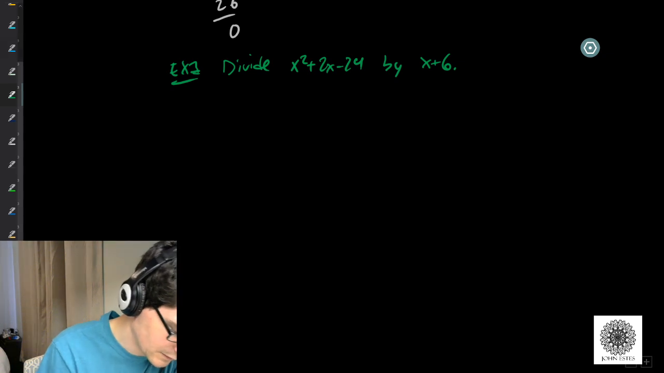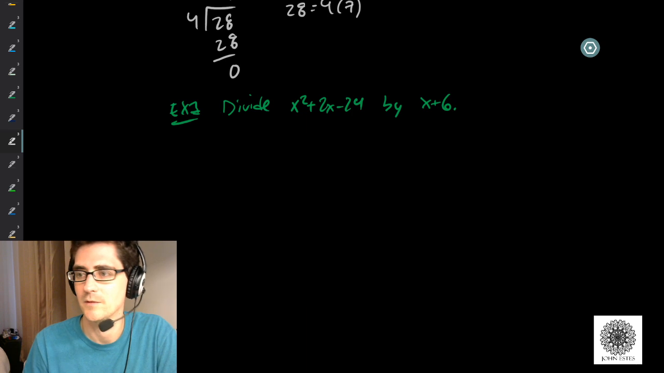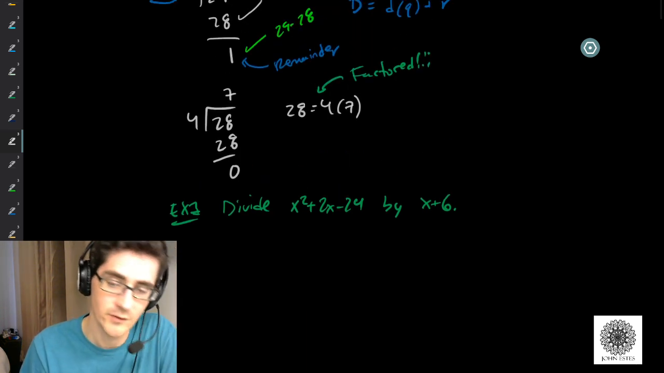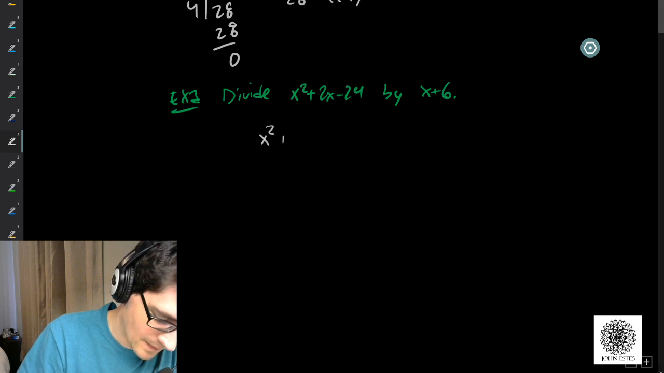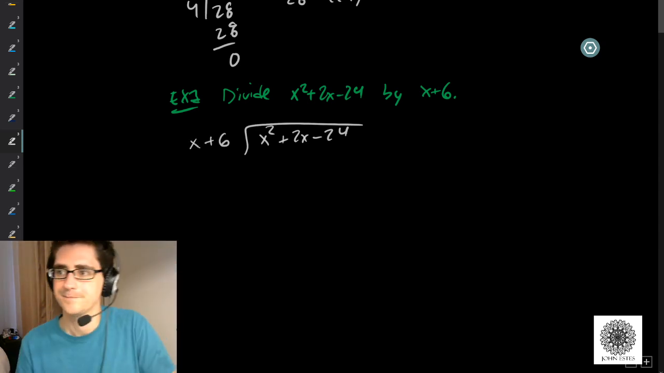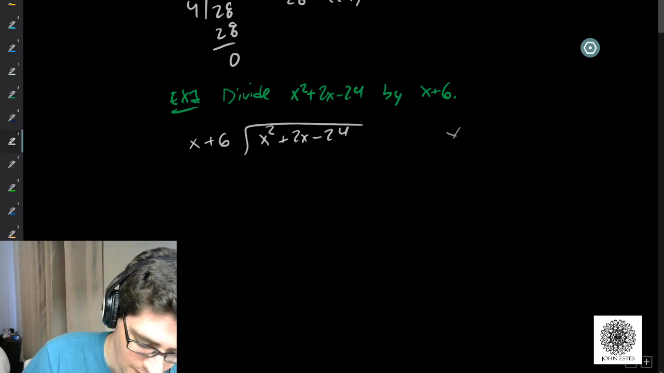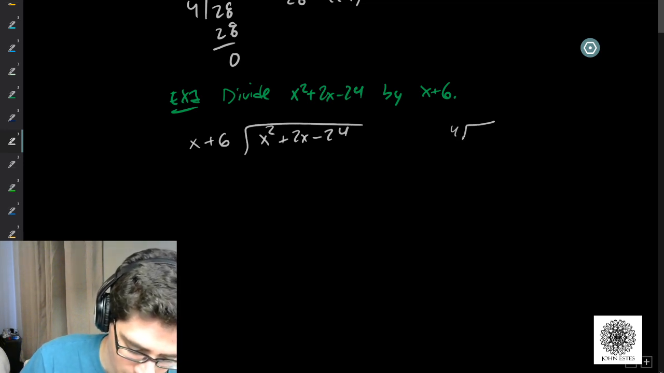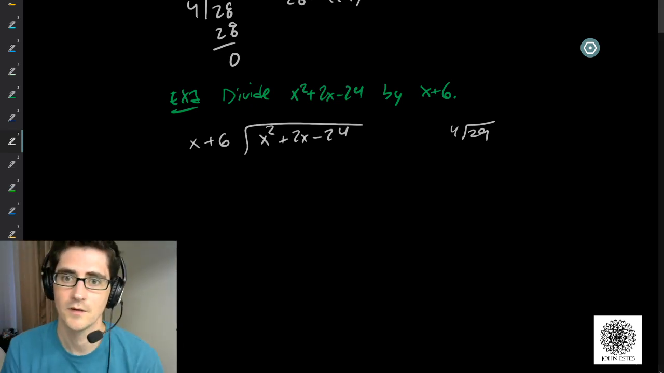Now the first thing we're going to do is write it just like we did the 29 divided by 4, or 28 divided by 4. I'm going to write this x squared plus 2x minus 24. I'm going to divide all of that by x plus 6. All right, now over here, I'm going to write the example we did just now, 4 dividing into 29, to kind of help us remember what we did.